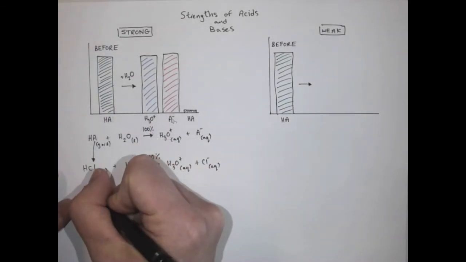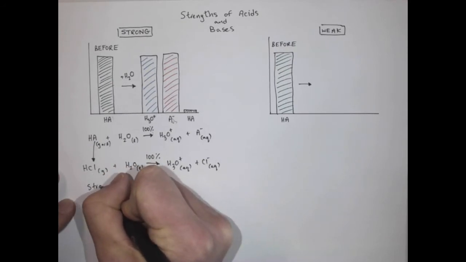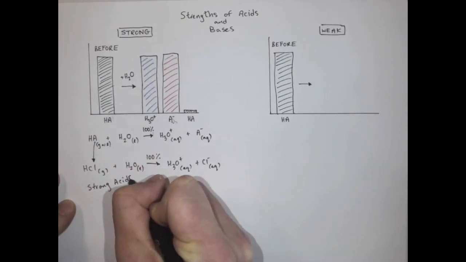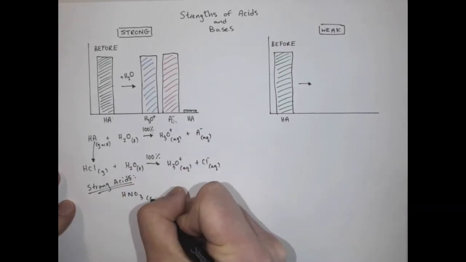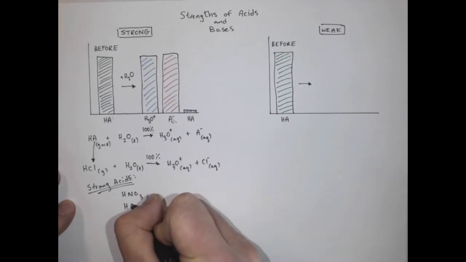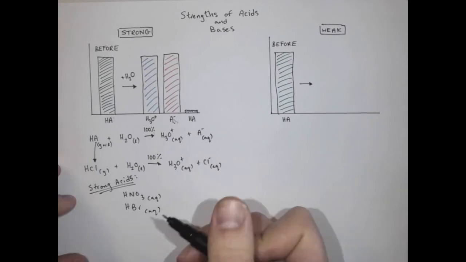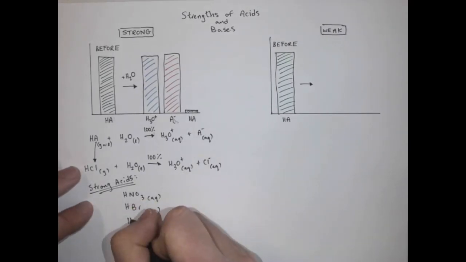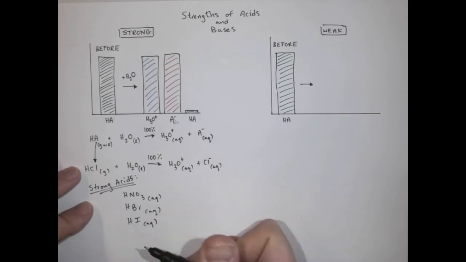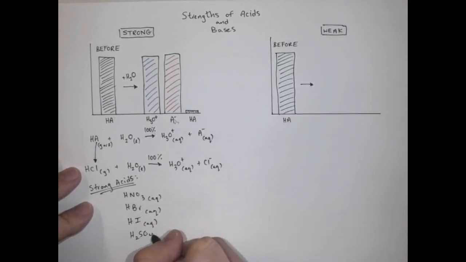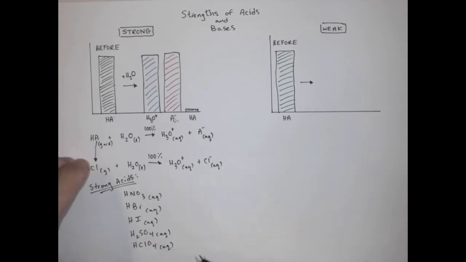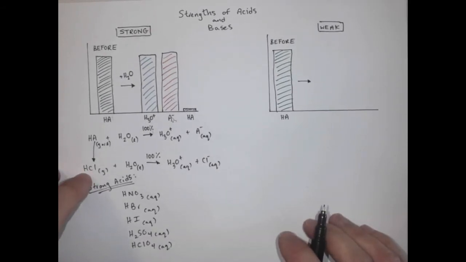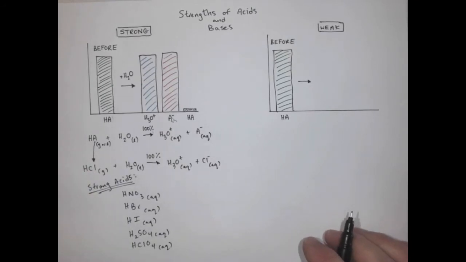Other strong acids are: nitric acid is a strong acid, so it does the same thing. Hydrobromic acid is also a strong acid. Hydroiodic acid is a strong acid. Sulfuric acid and perchloric acid are strong acids. So these 5 and hydrochloric acid make up 6 strong acids.